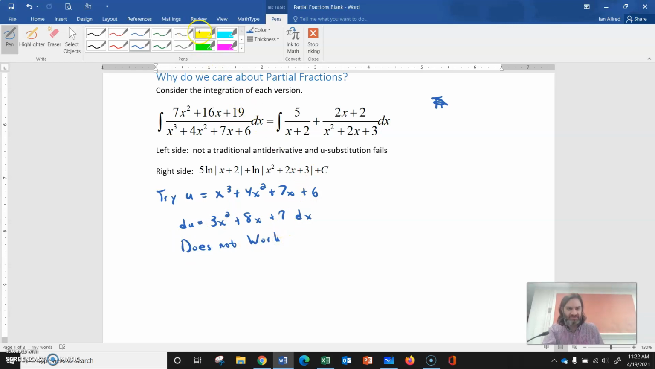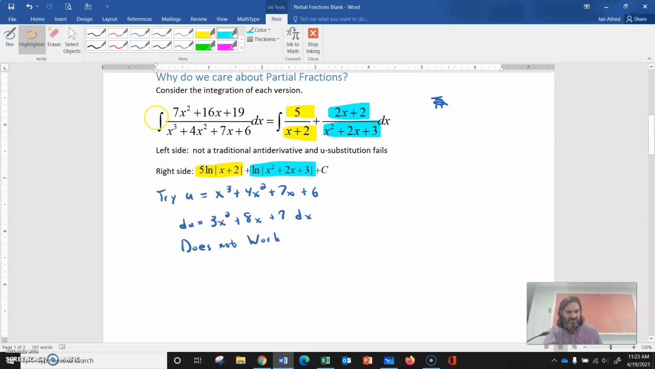But if we take the partial fractions and have it split up, we're trying to integrate simpler things. We're trying to integrate 5 over x plus 2. Well, that's a u substitution that turns into a natural logarithm. So that would give me 5 times the natural log of x plus 2. And if I look at the other one, the 2x plus 2 over x squared plus 2x plus 3, that's another u substitution that turns into the natural log of x squared plus 2x plus 3.